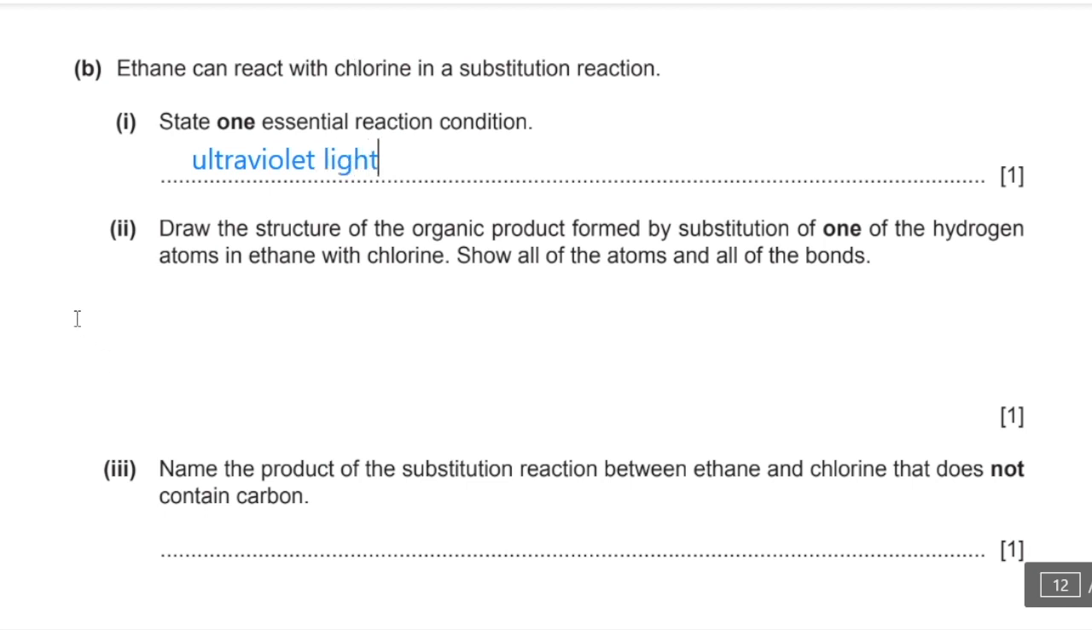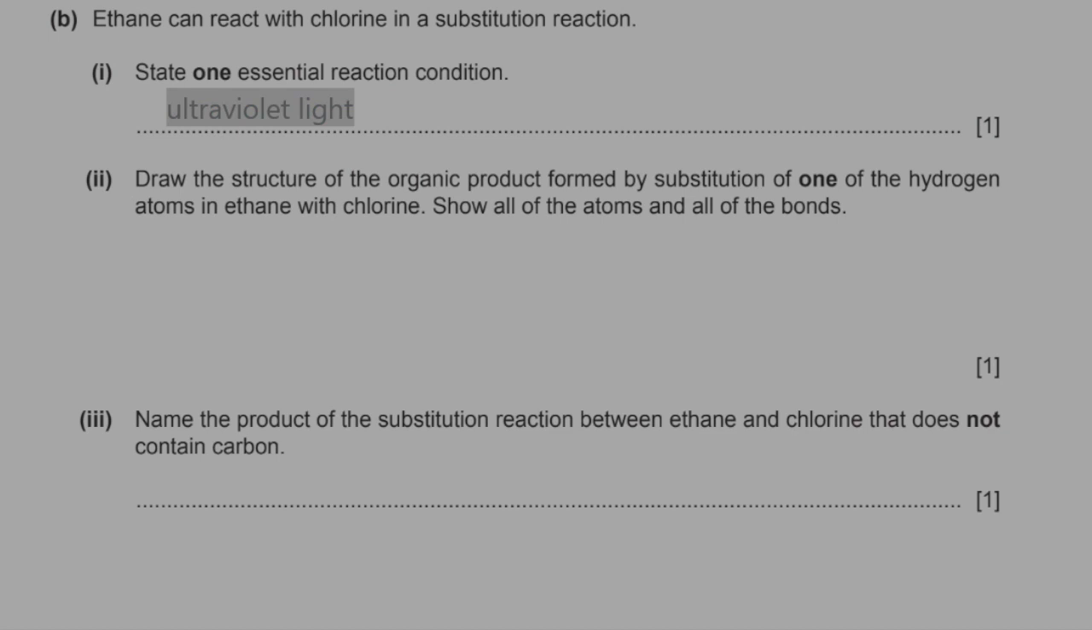Draw the structure of the organic compound formed by substitution of one of the hydrogen atoms in ethane with chlorine. Show all of the atoms and all of the bonds. So start off with ethane, which has 2 carbon atoms and 6 hydrogen atoms. One of the hydrogen atoms would be replaced by chlorine, which has 5 hydrogen atoms and 1 chlorine atom in any position of the hydrogen atoms.